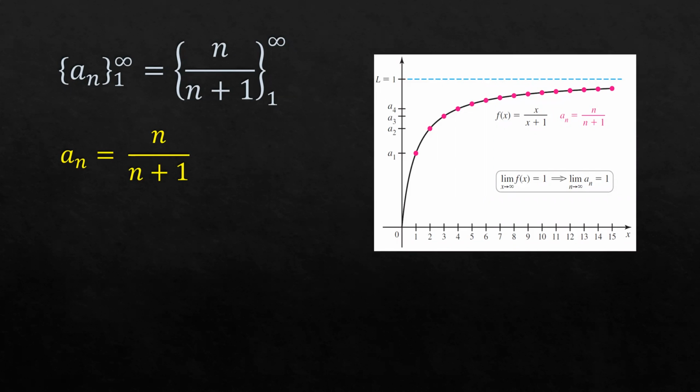So we know that the sequence is a bunch of dots there in pink, and it behaves like the function f of x equals x over x plus 1. So we can say here, if we think about it, that the limit as x goes to infinity of f of x is 1. Therefore, our sequence should also go to 1 because the sequence would be those pink dots there that are following that black line. So yeah, it's going to go to 1 as well, right?